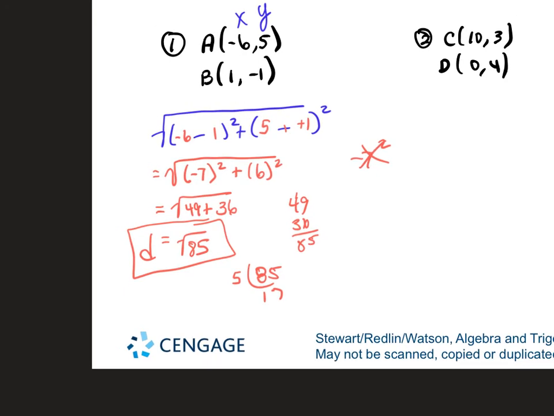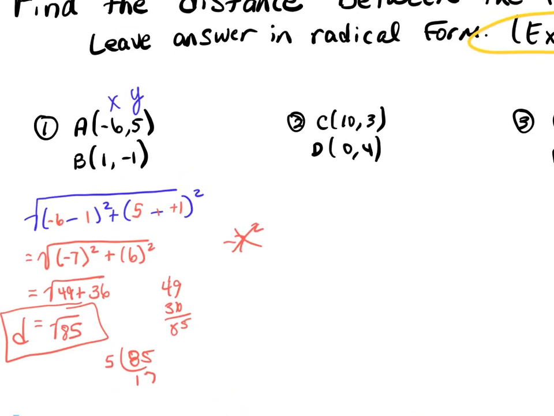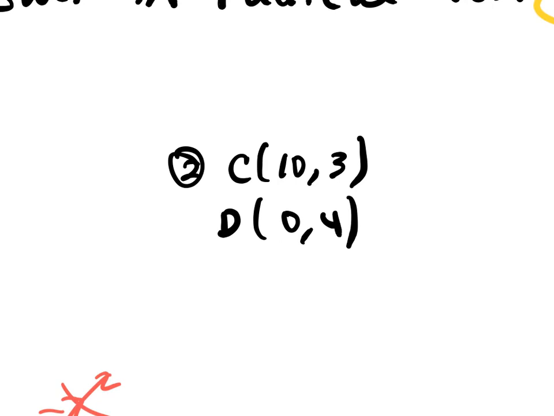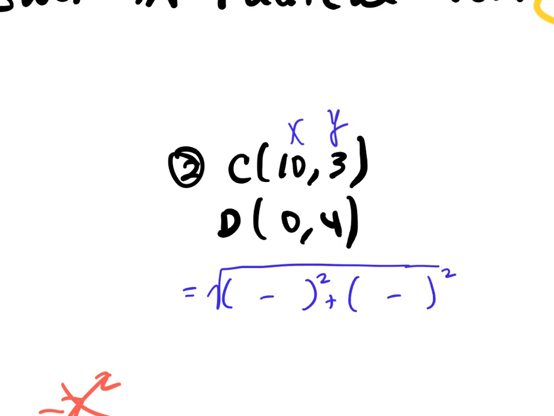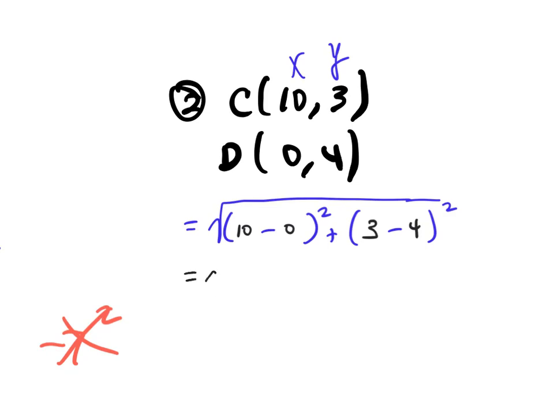All right, same thing with the next one. Just do the exact same thing every time, guys. Label your x's and your y's. Get your setup right. I know I have my x's. I'm going to subtract them and square them. Plus my y's. I'm going to subtract them and square them. So I'm going to put my x's in the first parenthesis. 10 minus 0 or 0 minus 10. Doesn't matter. Just keep them together. 3 and 4. 4 and 3. Doesn't matter. Just keep them together.